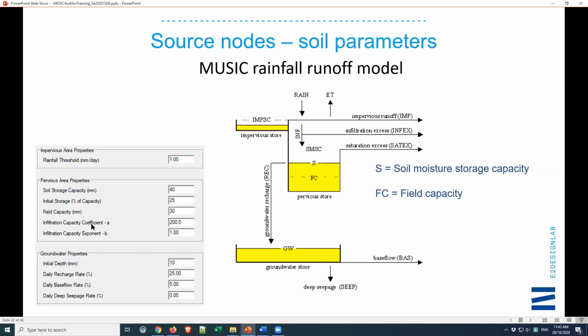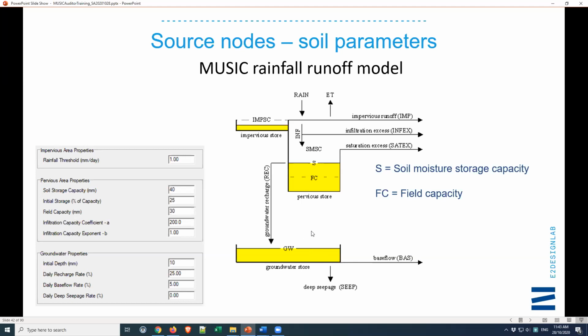The other parameters like infiltration capacity coefficients and initial starting depths and the like, MUSIC tends to be a lot less sensitive to those, so they're less critical. More often than not, they're just left at defaults or at some predefined parameters. The ones down the bottom, you've got your groundwater storage, and then you've got controls on how quickly water can get to the groundwater store, the recharge, and then the base flow and deep seepage.